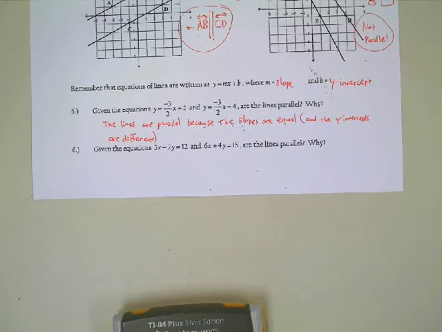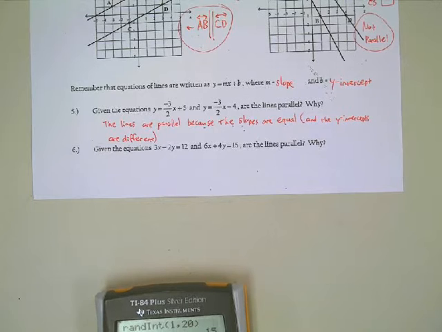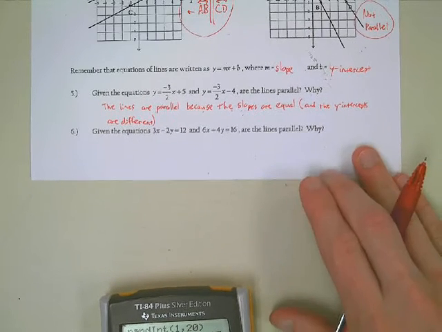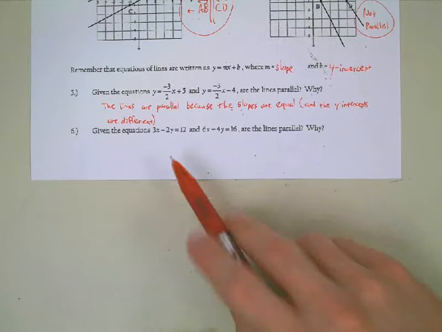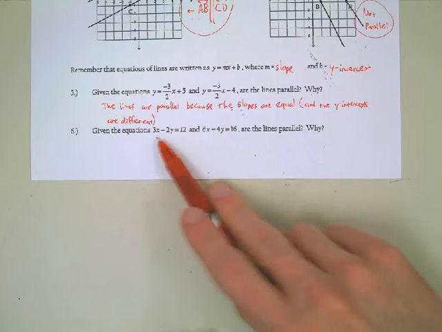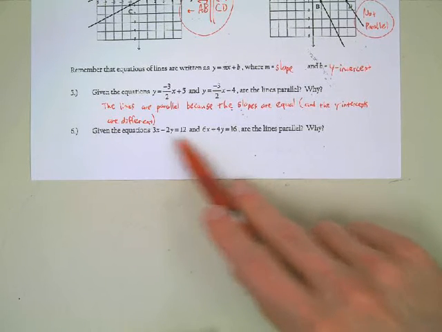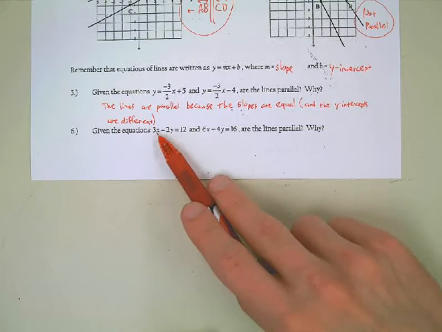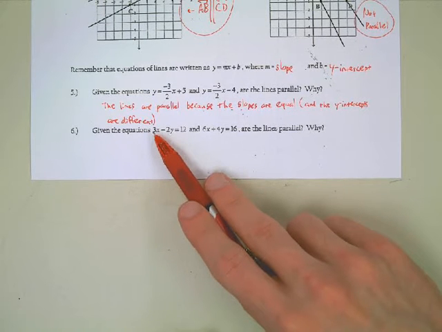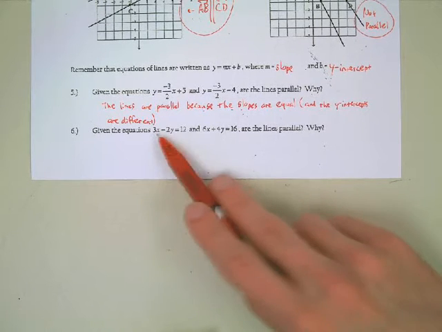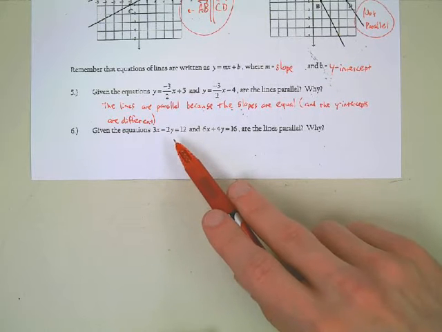Okay, cool. All right, how about number 6? Given the equations 3x minus 2y equals 12 and 6x plus 4y equals 16, are the lines parallel? Why? So if we look at this equation, if I were to graph this line, would the line have a slope of 3? Can I just look at this equation and say, there's my x, and the number in front is 3, so therefore the slope of this line is going to be 3? Can I say that? No. Yeah, why not? What's the problem with this? Yeah, it's not in slope-intercept form, right?